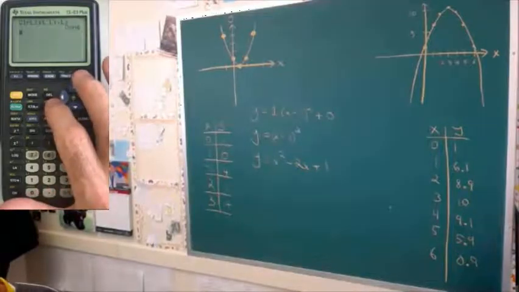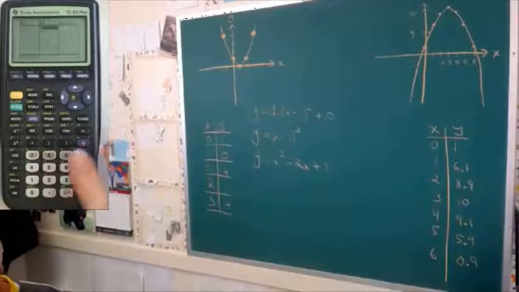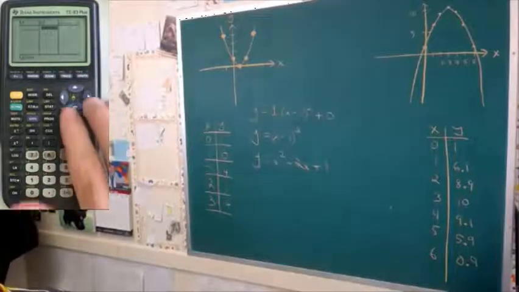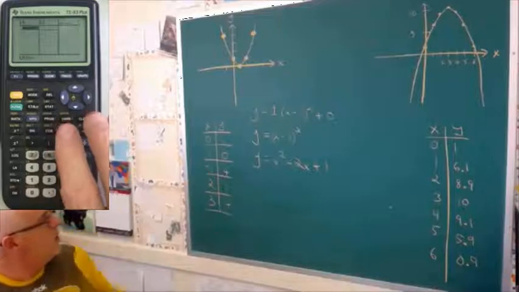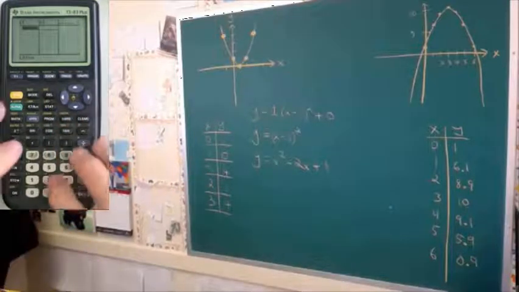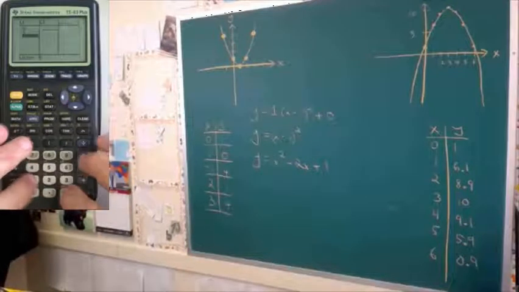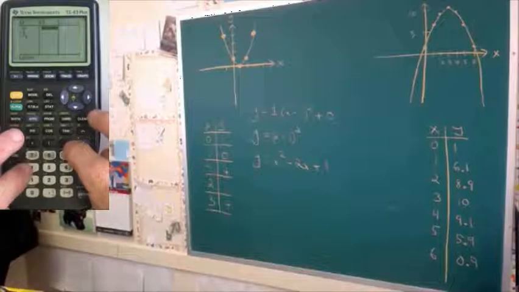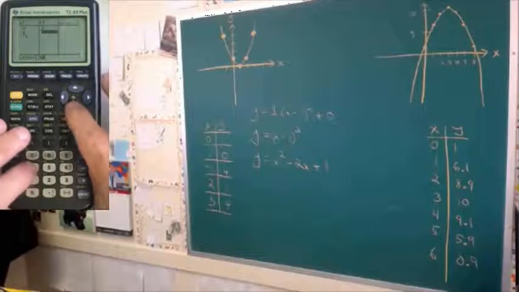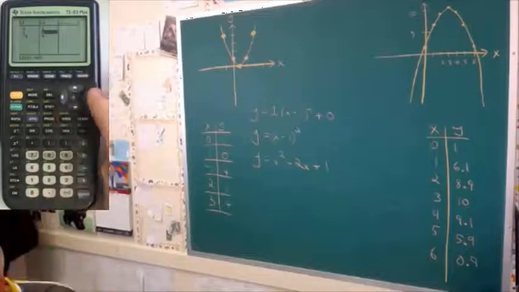Now I go into stat mode to enter data. I do stat 1, which is edit. And now I see my empty table of values. I'm going to enter just the first 3 points from this table: 0, 1, 1, 0, and -1, 4. And I've got them in.